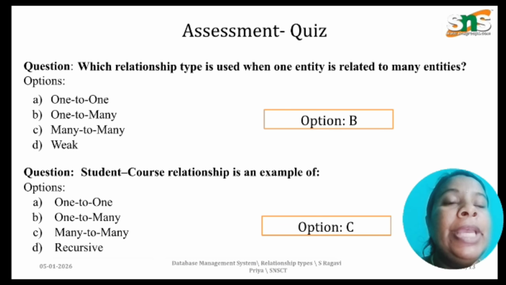So assessment quiz: which relationship type is used when one entity is related to many entities? In this question we have a single entity with a relationship to many entities. So this comes under the one to many model. So the right option is option B. So next one: student course relationship is an example of. In student we have different kinds of entities, and in course also we have different kinds of entities. So the right option is option C.